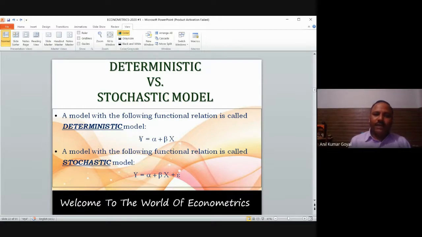So a deterministic model means the model in which we are sure that X is the only factor which determines the value of Y. If we are sure about this, then this model will be known as a deterministic model. When we are not sure that X will determine the value of Y and there is no other variable which determines the value of Y or which explains the variance in Y, then we add this error term. It means other things will remain the same. It means whatever variance in Y is explained by X is not sufficient.